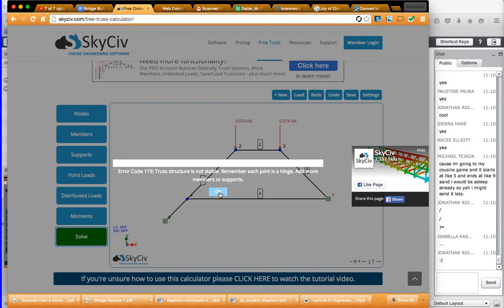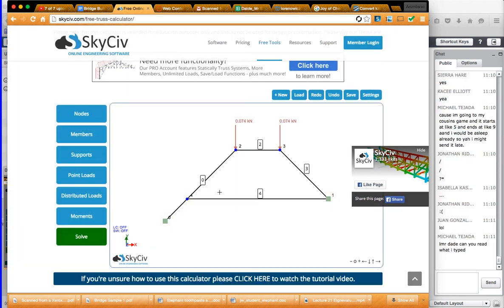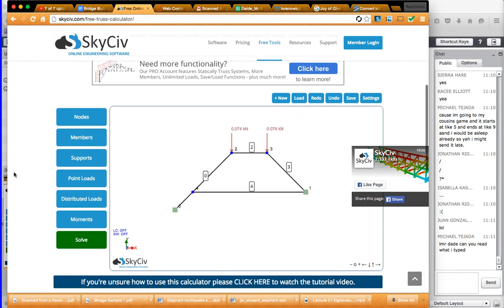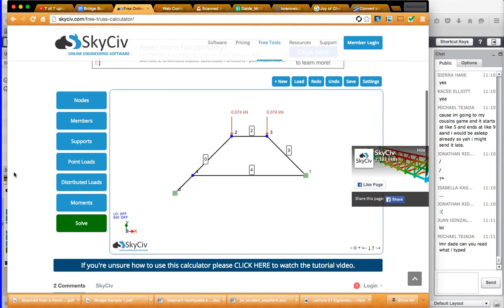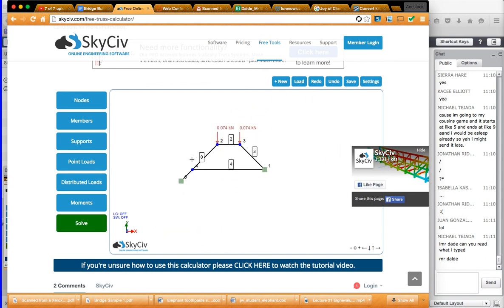Did you save it? Actually, I hate to say it, but you can't save any of this stuff. What? The reason being is because we're using the free version. Oh. So you can't save. So a lot of this stuff you need to try to figure out.